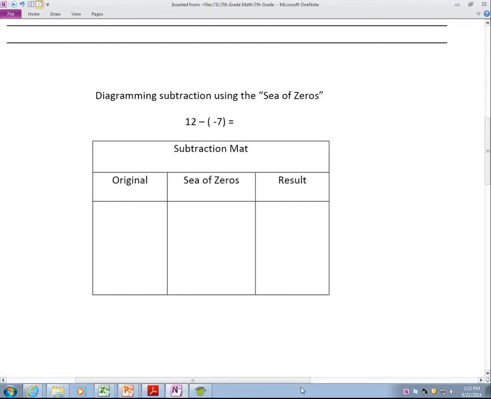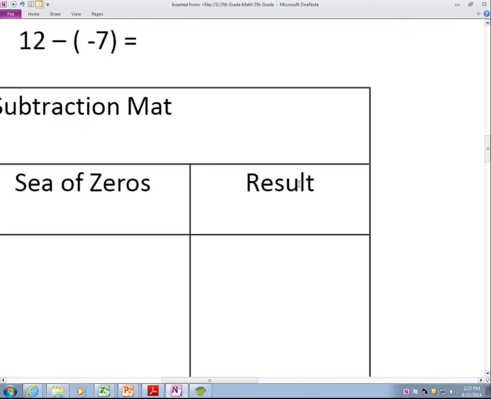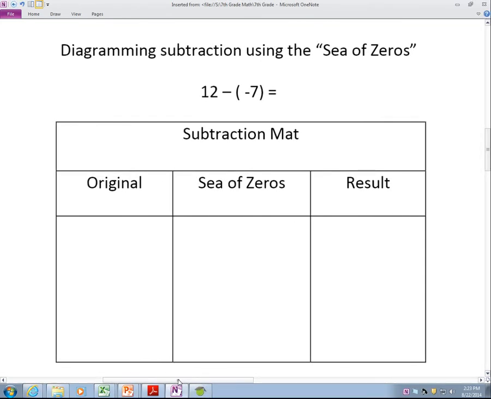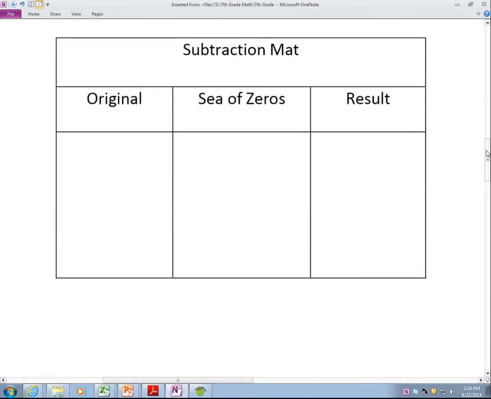I want to go closer than that. So the top part, as I just said, that's what you are going to be getting on your own. So here we go. We have diagramming subtraction using a sea of zeros. A sea of zeros is that activity that we just did with the positive and negative integer. It's chilling on your desk. Now I'm going to show you how to do that using this mat with one T.